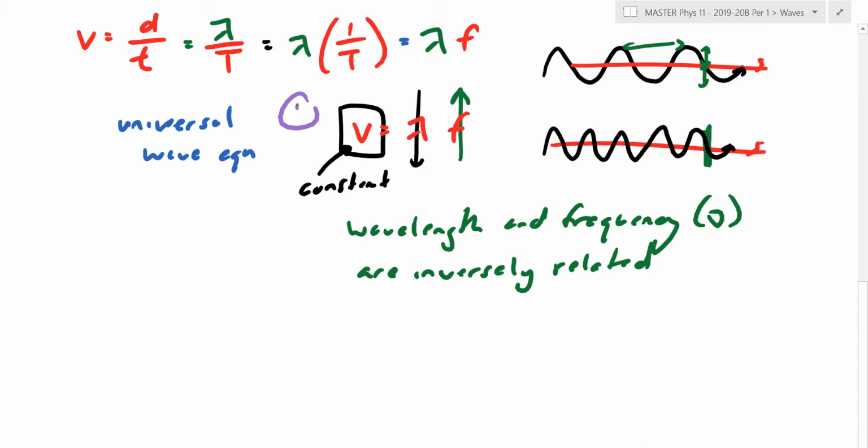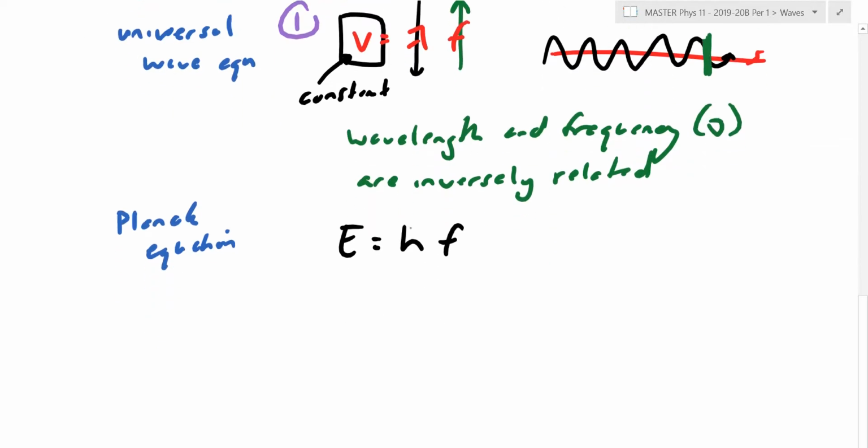This first equation, we called the universal wave equation. The next equation, specific for light, we can call the Planck equation. This just demonstrates a proportional relationship. The energy carried by a wave is proportional, through h, which is Planck's constant, multiplied by the frequency. In this case, I'm going to give you this h, which is Planck's constant.